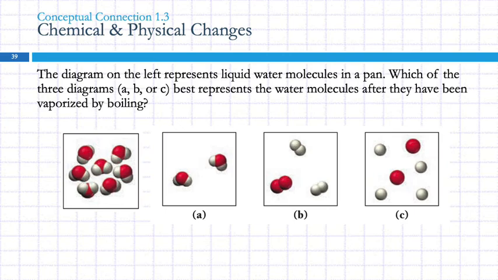Here's looking at some pictures. So this diagram represents liquid water molecules in a pan. I don't know why it needs to be in a pan, but whatever. So then we're going to look at panels A, B, and C and try to identify which of those best represents the water molecules after they've been vaporized, put into the gas state by boiling.